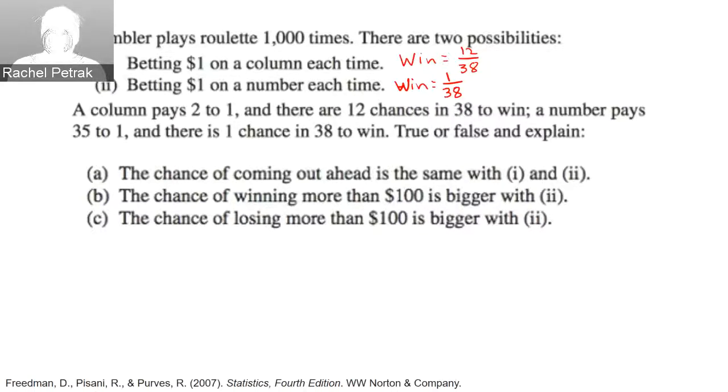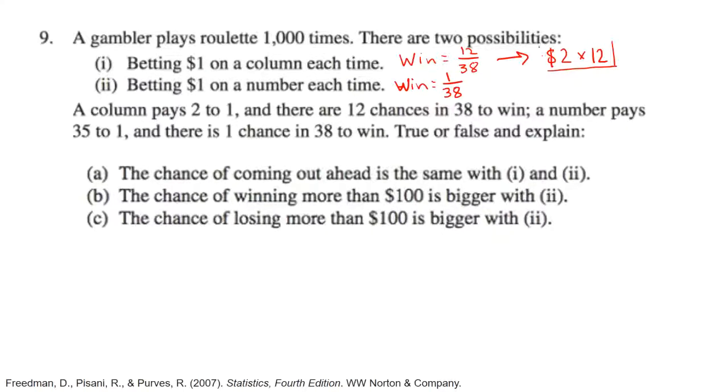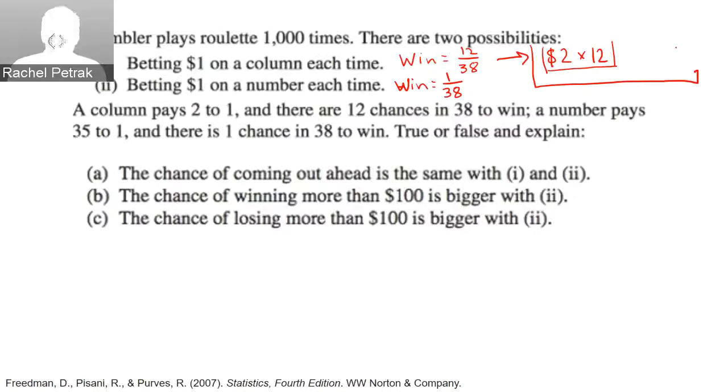So the average of the box. If you play one, the net gain is like the sum of 1,000 draws from a box with 12 tickets marked $2 and 26 marked $1. Because we're playing roulette 1,000 times. So this is like a box where we have $2 times 12 tickets. And 26 marked -1.